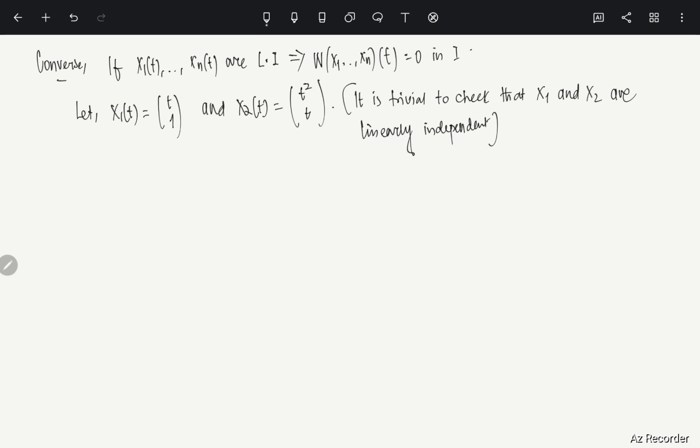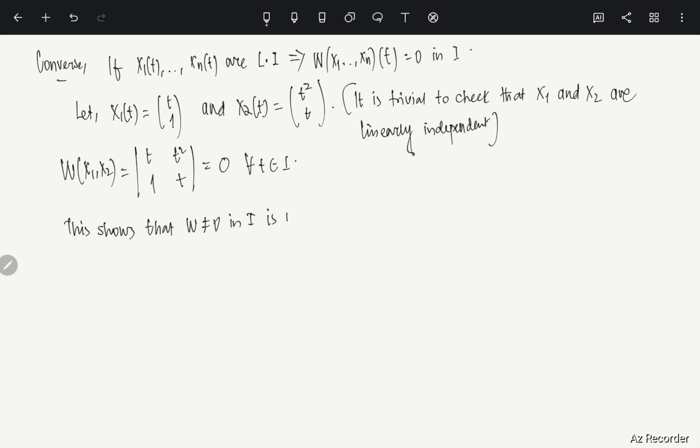What about the Wronskian? As you can see, the Wronskian of x1 and x2, if you calculate it, is the determinant of t, 1, t square, t, which will be 0 for all t, for all t in whatever interval I. So you see that this example shows that the Wronskian being non-zero in I is not necessary for linear independence.